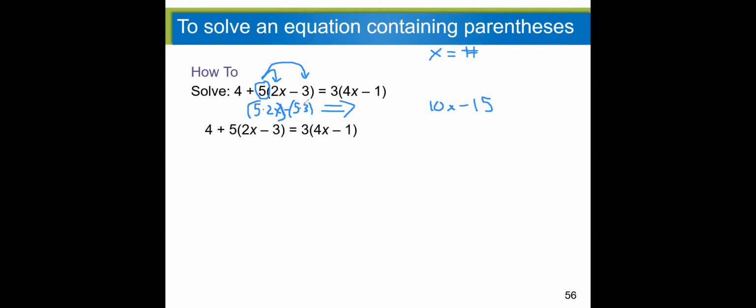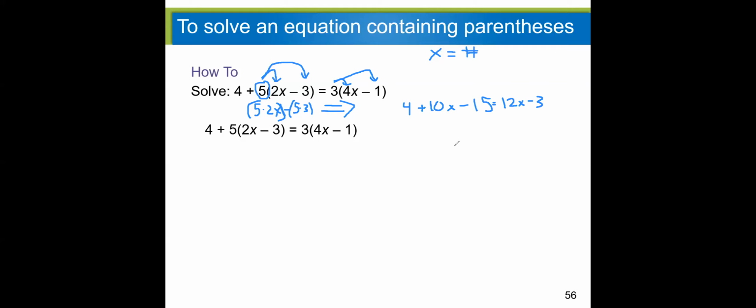This 5 times the parentheses becomes 10x minus 15. And I still have my 4 in front of there. But now I've rewritten the equation without parentheses. That looks familiar to what I've been doing prior. Likewise, I'm going to always suggest, until you don't need to anymore, throw those arrows in there. It just kind of reminds you of what you're doing. 3 times 4 is 12, so 3 times 4x is 12x. 3 times 1 is 3, and the negative carries along with it.